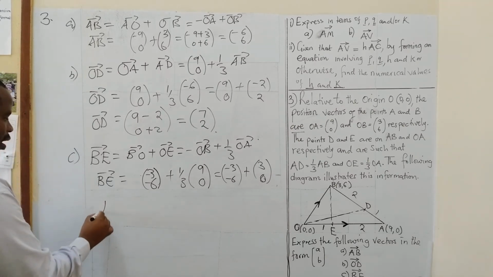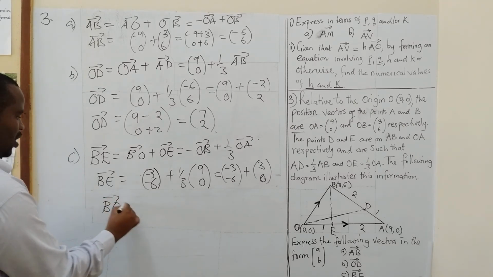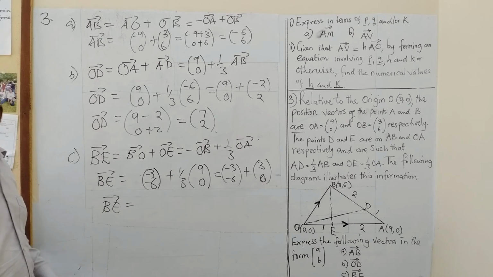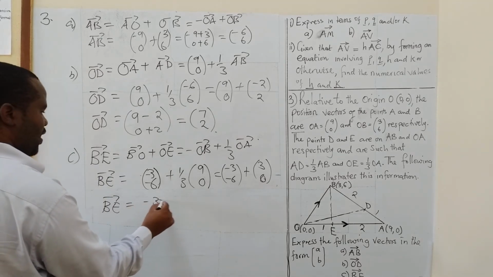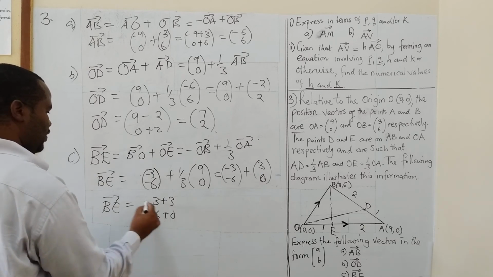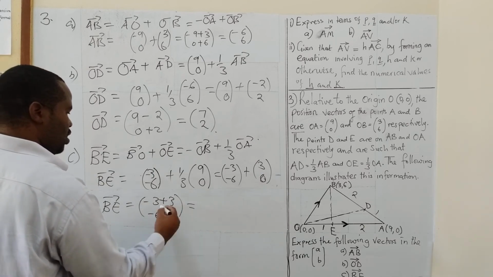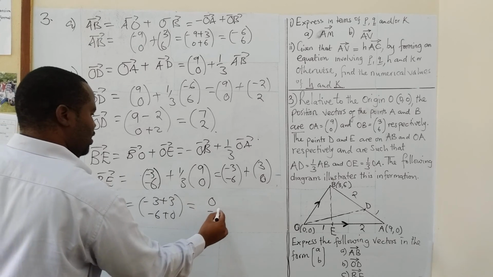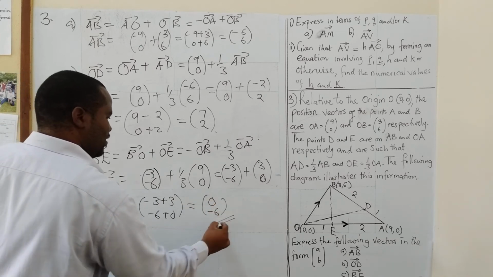BE is equal to, what is negative 3 plus 3, right? This plus that. Then negative 6 plus 0. This is 0 and negative 6. Basically, that's how you handle this.